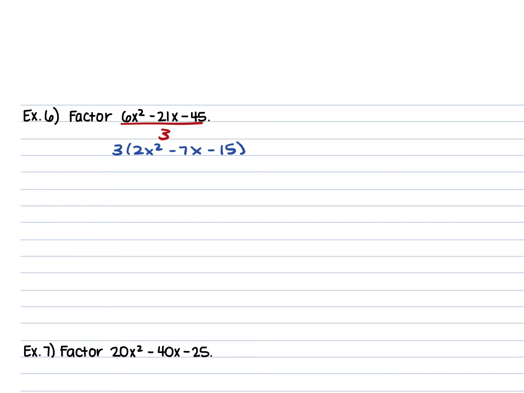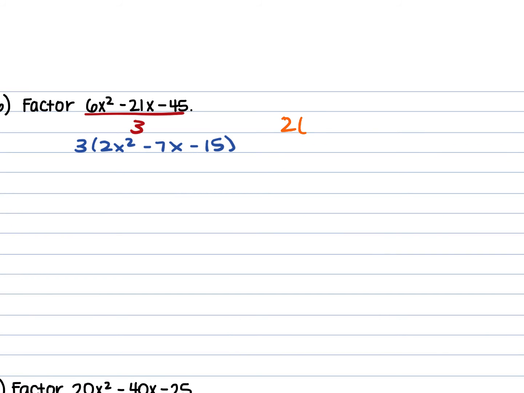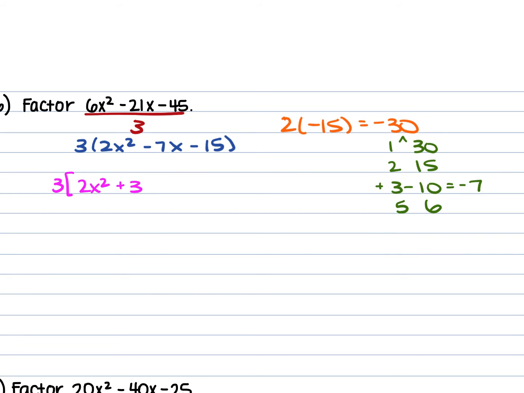From here, we're going to multiply the 2 times the negative 15. That gives us negative 30. We're going to find the factors of that negative 30 that add up to be negative 7. If we just look at the positive factors, we have 1 and 30, 2 and 15, 3 and 10, 5 and 6. We're working with opposites here because we're getting a negative when we multiply. If the 10 is negative and the 3 is positive, it's going to give us the negative 7 that we're looking for. So we're just going to expand this as 3 times (2x squared plus 3x minus 10x minus 15).